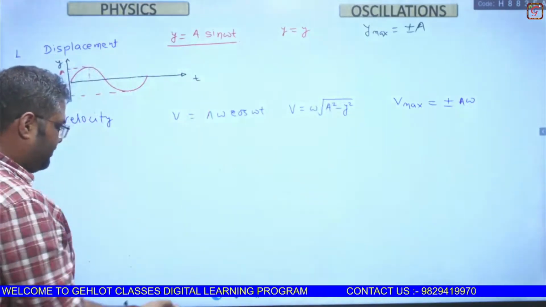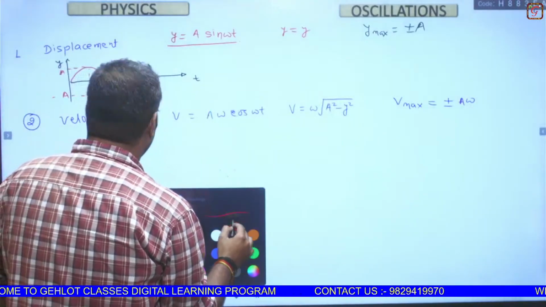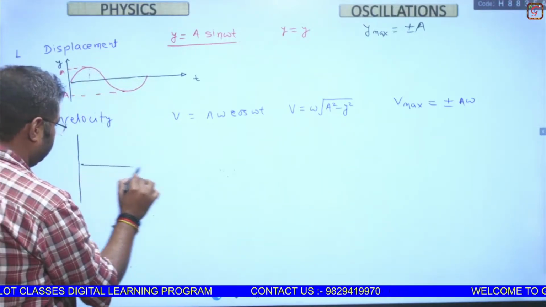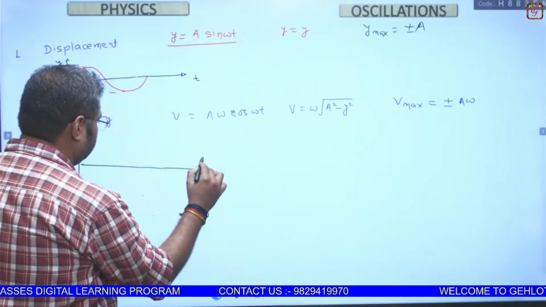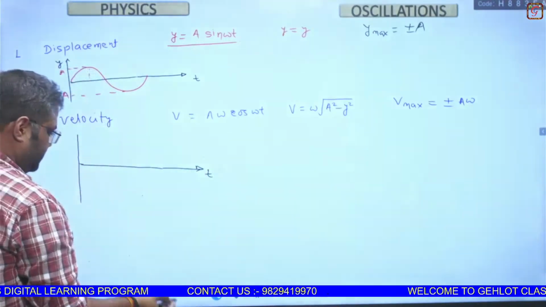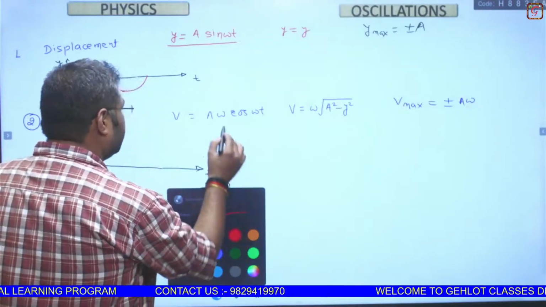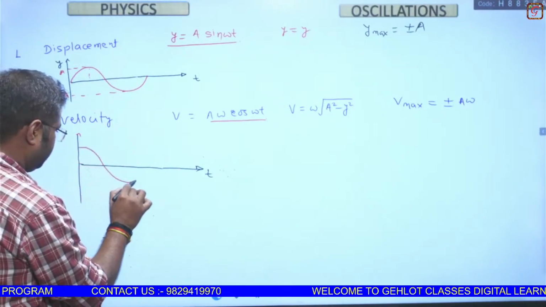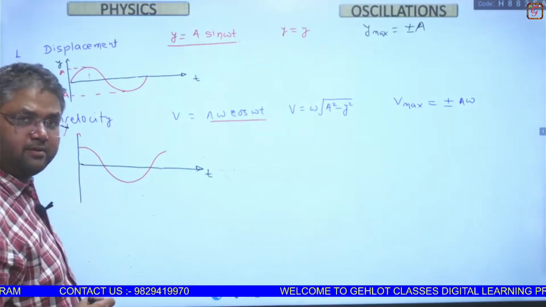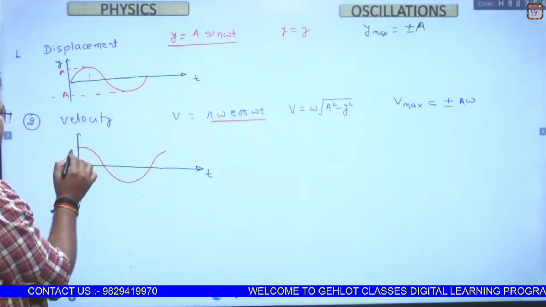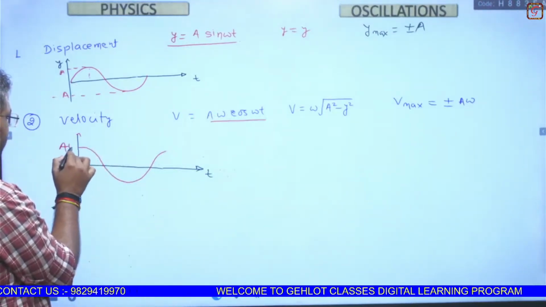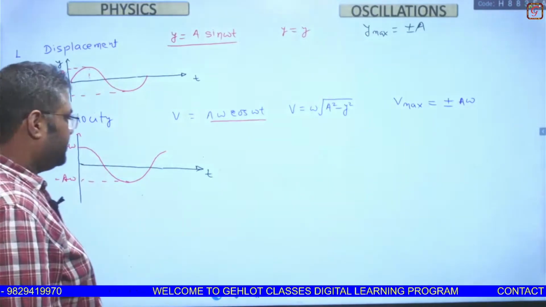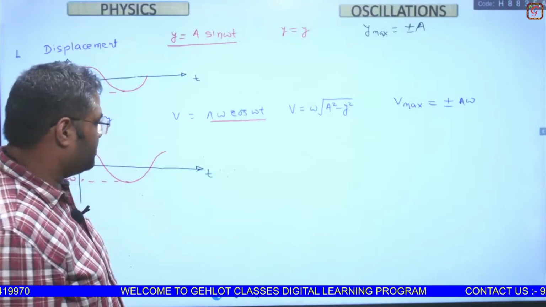Now the graph of velocity can be drawn as follows. This is time t, and the curve of velocity is cos, so the graph will start like this, and the graph will look like this. What is the maximum value? Maximum value is a omega, and extreme value minus a omega. So the graph of velocity will look like this.